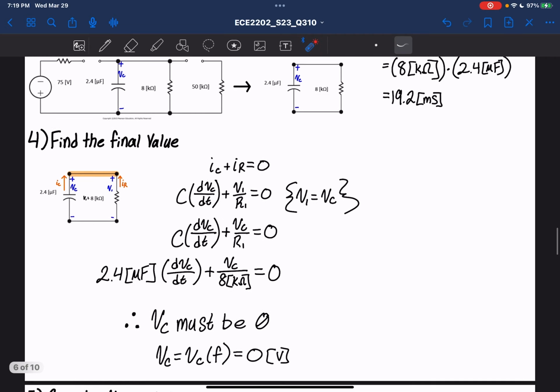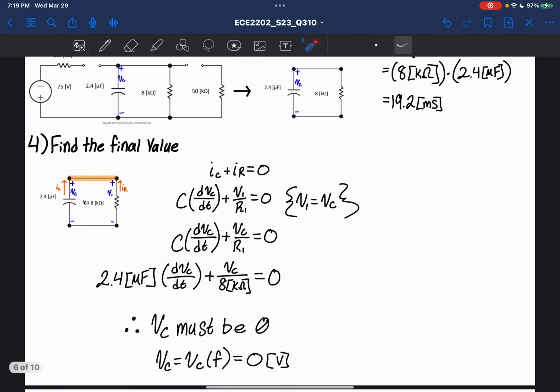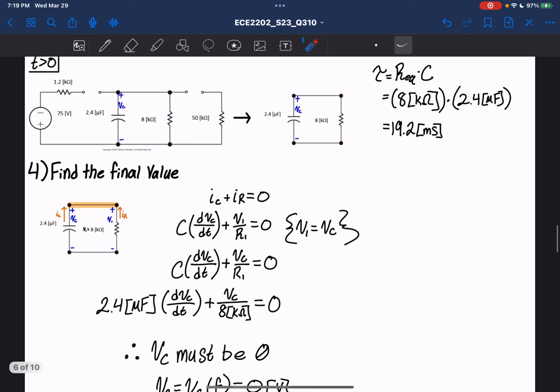And our last parameter is the final value. We're gonna use the circuit for the time after 0 again, right? And we're gonna do a KCL of this top node right here. We drew two separate currents, even though it is really all one loop, right? But since there is no source, there is going to be no current. So the sum of these two currents is going to equal 0, right?